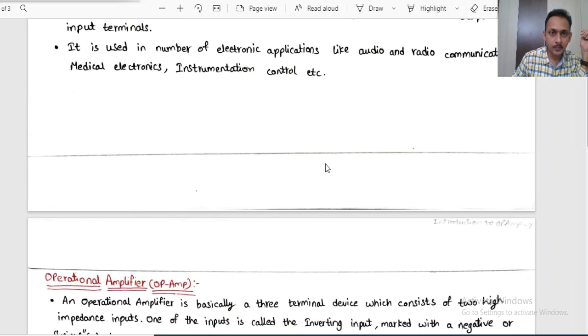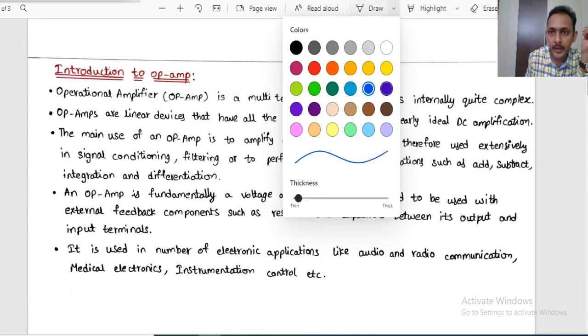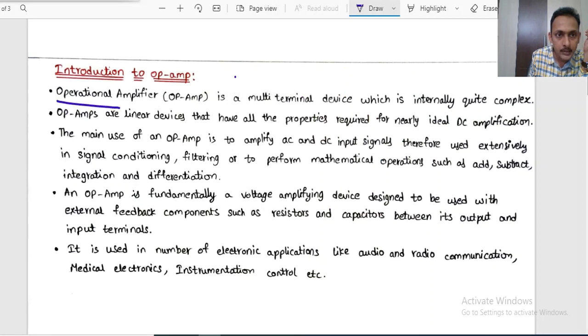Dear students, please observe that the op amp is basically a multi-terminal device which is internally quite complex. Op amp's full form is operational amplifier. It is a multi-terminal device whose internal circuitry is quite complex.